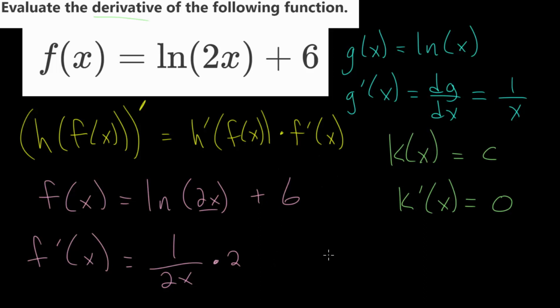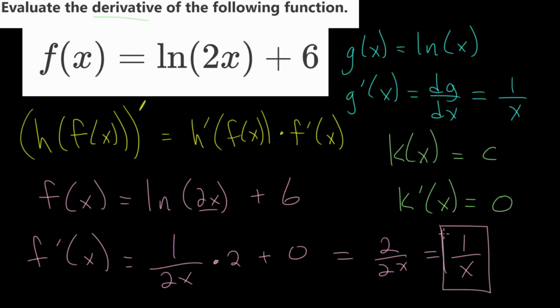Then we take the derivative of our constant, and we know that the rate of change of a constant is just 0. And I should mention that when you have a sum and you need to take the derivative of a sum, we just take the derivative of each term in the sum and then add them all together. So to finish this off, we have that the derivative of this function, the natural log of 2x plus 6, is just 1 over 2x multiplied by 2. So we get 2 over 2x, and then we're adding 0 to that. But the 2's cancel, so that we just get 1 over x. So this right here will be our final answer.